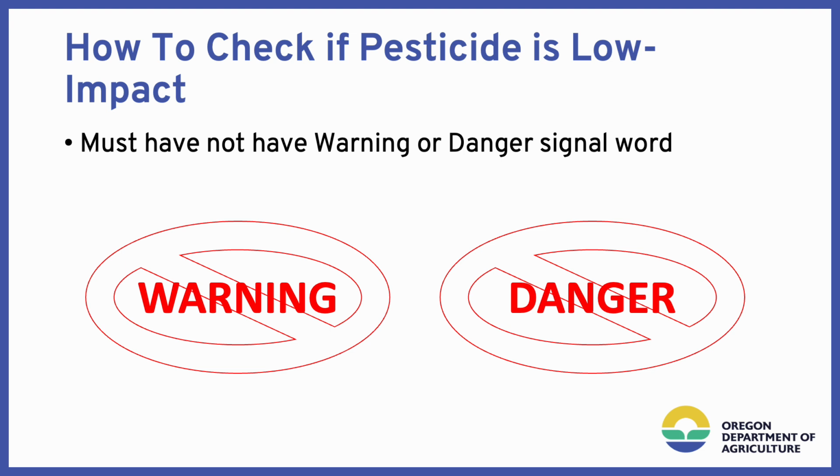Pesticide products will have one of 3 signal words printed on their label, which designates their acute toxicity properties. These are danger, warning, and caution. ORS 634.705 subsection 5 states, the pesticide product or active ingredient must not contain the signal words warning or danger. In other words, this narrows our search down to looking for only products without the 2 signal words warning or danger.